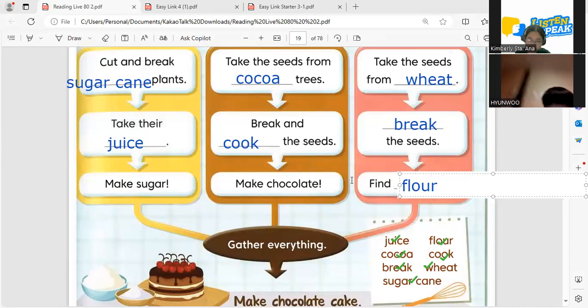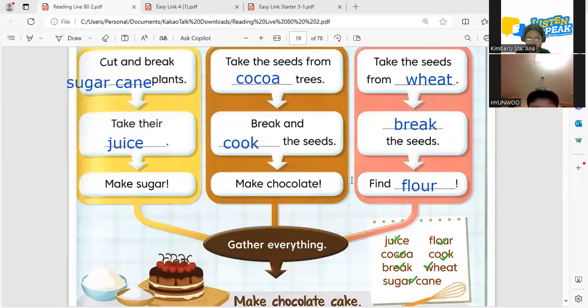Now it's your turn to make this, okay? It's time to read your answers. Please start with this one. Let's say cut and break. Cut and break sugarcane plants. Take their juice. Make sugar. Very good. How about the next one?